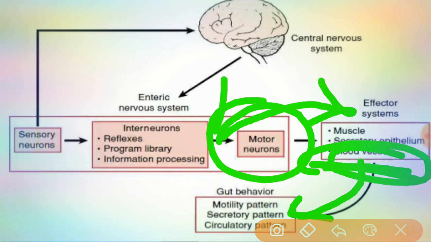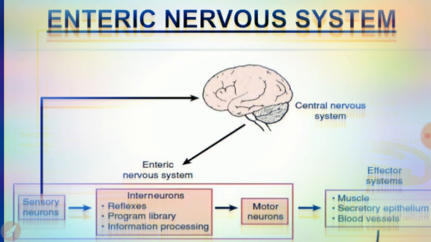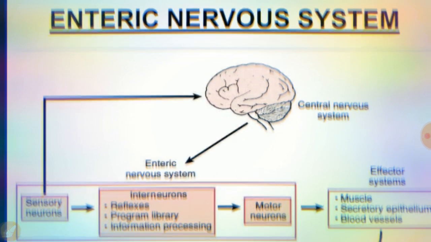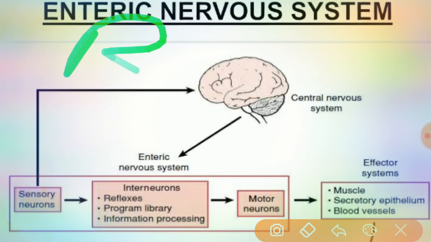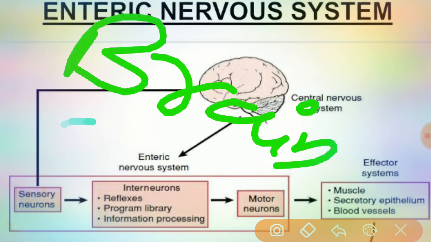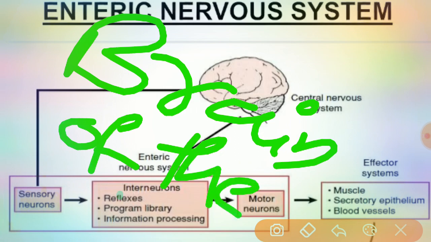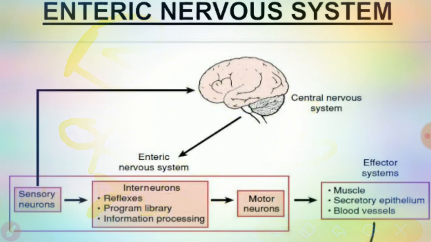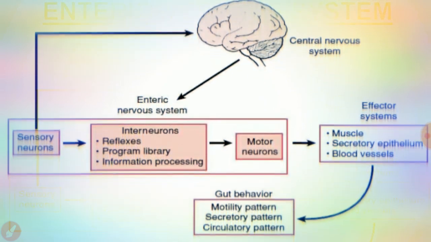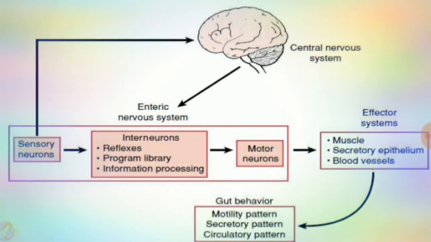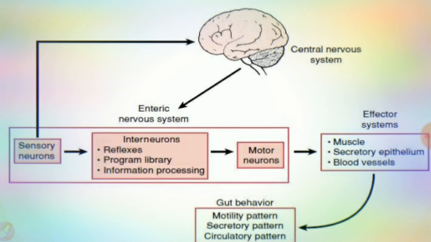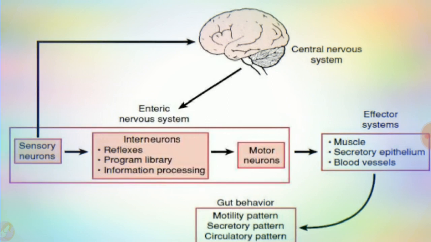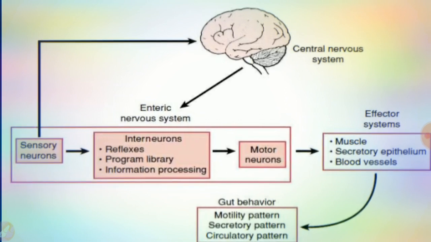See here, this is the overall enteric nervous system. The first name we can give for the enteric nervous system is the brain of the gut. After the motor neurons, the muscle function, secretory epithelium and blood vessels, gut behavior means a motility pattern, a secretory pattern or a circulatory pattern. So we call it the brain of the gut.